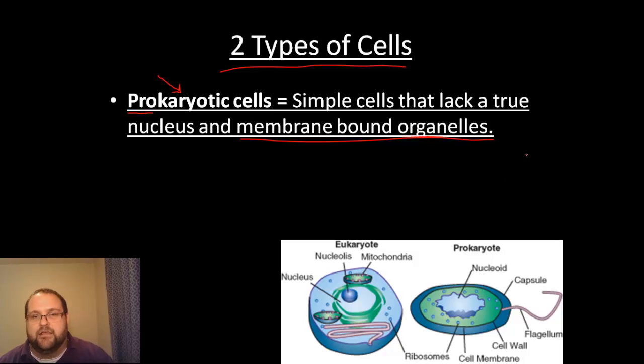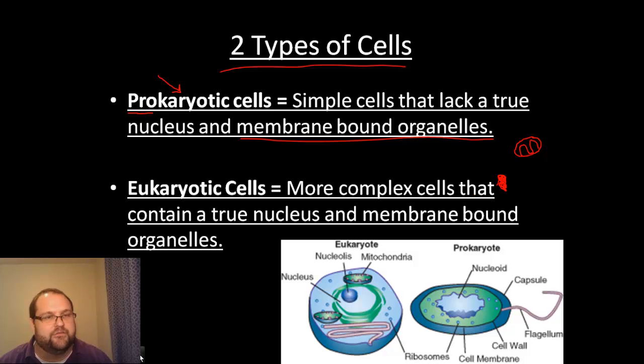So for instance, a mitochondria has a membrane around it. But a ribosome does not have a membrane around it. So, I'll draw my little ribosome out here, a couple subunits of the ribosome. So the ribosome does not have a membrane around it. So prokaryotic cells lack these membrane-bound organelles.